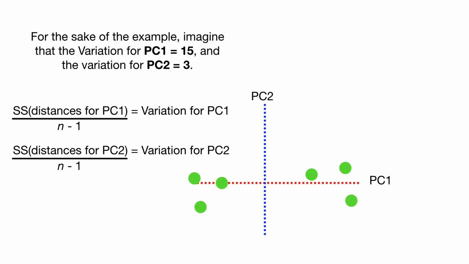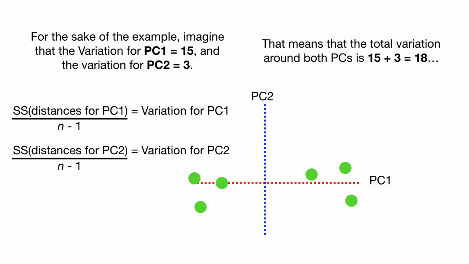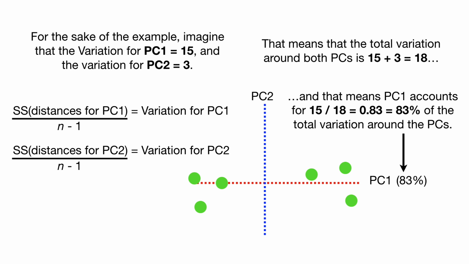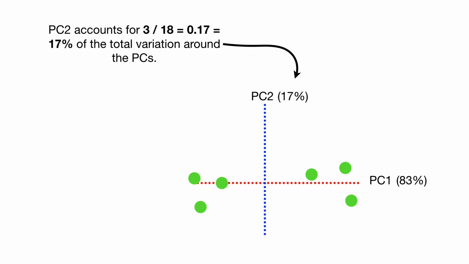For the sake of this example, imagine that the variation for PC1 equals 15 and the variation for PC2 equals 3. That means that the total variation around both PCs is 15 plus 3 equals 18. And that means PC1 accounts for 15 divided by 18 equals 0.83 or 83% of the total variation around the PCs. PC2 accounts for 3 divided by 18 equals 17% of the total variation around the PCs.